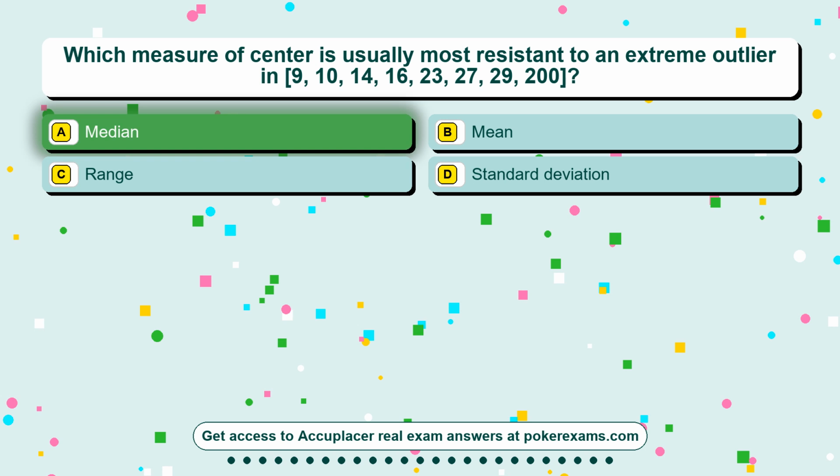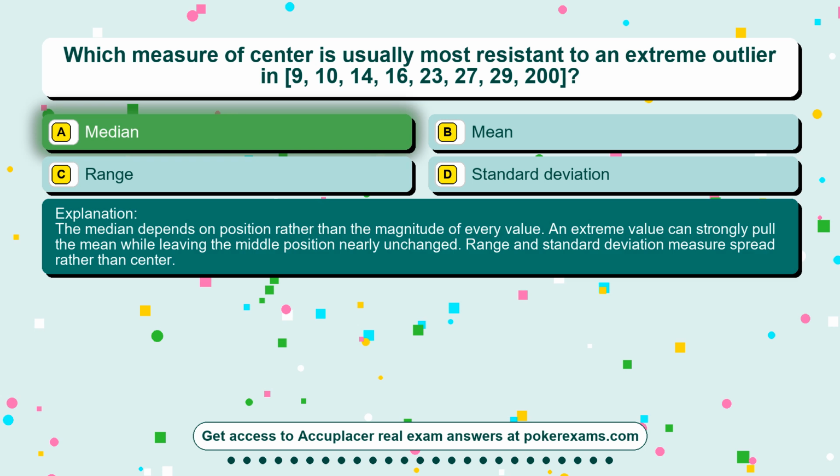The median depends on position rather than the magnitude of every value. An extreme value can strongly pull the mean while leaving the middle position nearly unchanged. Range and standard deviation measure spread rather than center.